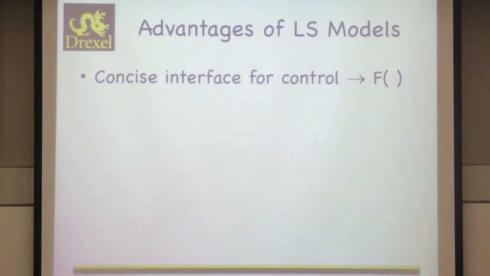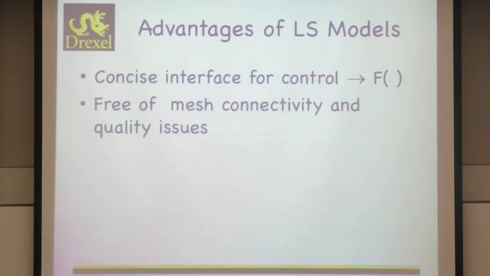So again, this concise interface, I'm used to thinking about speed fields. How do we create a speed field to get a certain problem done? So no mesh connectivity, no quality. My gosh, you're doing a deformation on a mesh and you have these long thin triangles and you have to remesh the thing. Again, self-intersection. Also, don't have to think about any of that stuff. And again, when you're doing big deformations, don't have to reparameterize, don't have to remesh. So a lot of advantages.